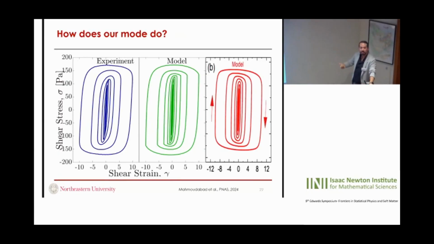We tried it on creep and on different flow protocols. It's consistently predicting the right behavior. It ended up being thermodynamically consistent, which was not posed, but ended up being the case. So we were lucky in that, but that's something you may want to be careful with as well.